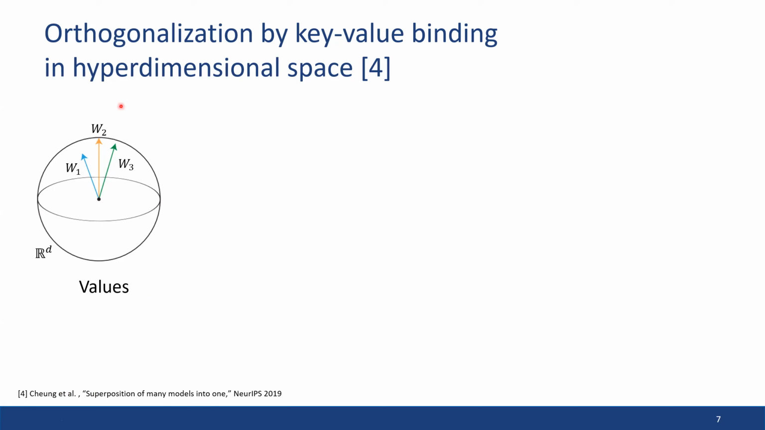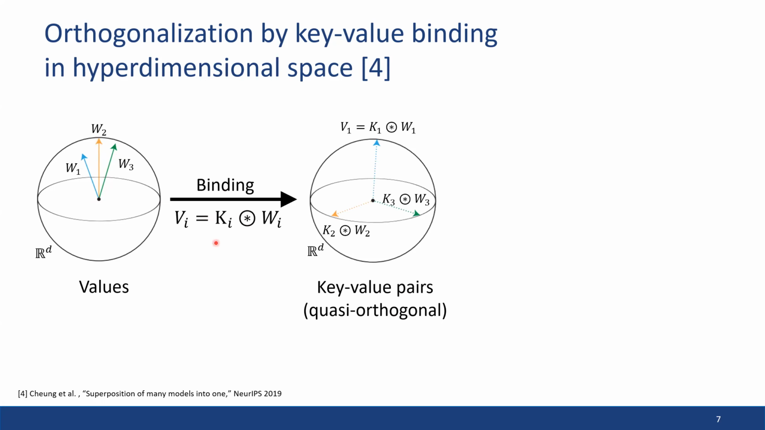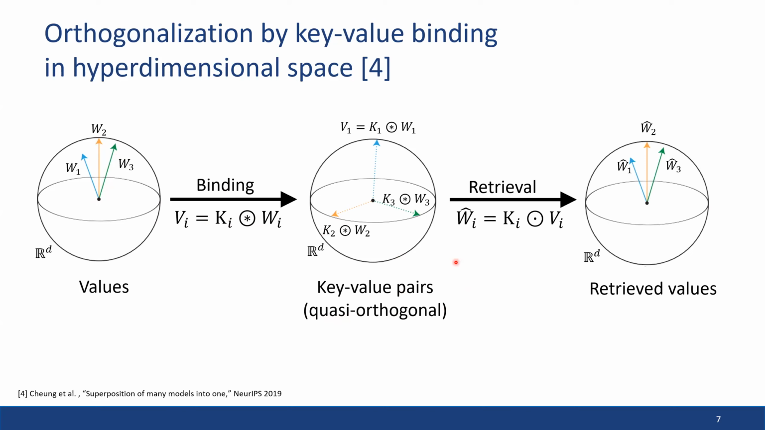So let's say we start with a set of value vectors, which are in the d-dimensional real valued space. These 3 value vectors can be of any correlation, or they can have any relation to each other. For example, they can also be orthogonal or even collinear. And what we then do is we bind each of these value vectors with a specific key vector. And when we choose the right key vectors, we can build quasi-orthogonal key value pairs. If we then want to retrieve one or all of these value vectors, we can apply the approximate inverse binding operation, which gives us the estimation of the value vectors W1 to W3.